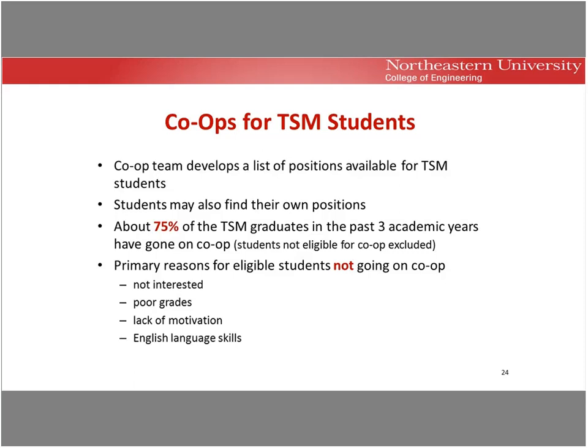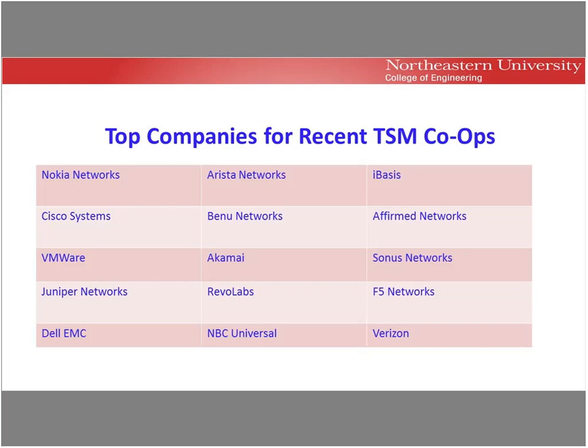Next slide shows some of the companies that students have got recent co-ops from. I show 15 of them here. I think it's 15, yeah. These are all companies that students got co-ops from in the past 12 to 18 months. Some maybe just 1 or 2 co-ops, others maybe provided, like Nokia Networks, maybe 10 to 12 co-ops in that time period.